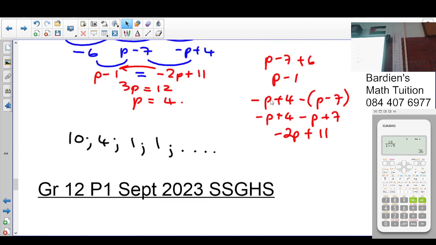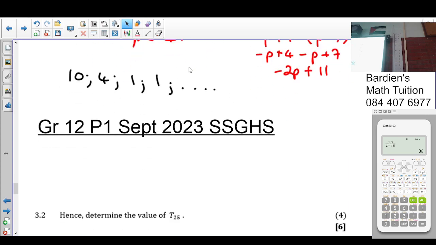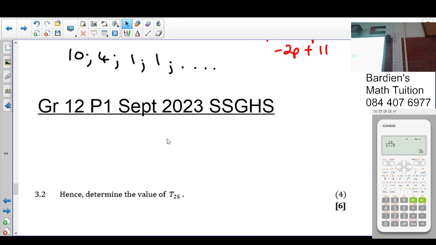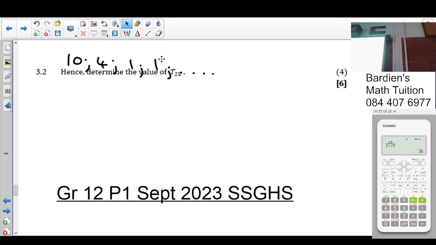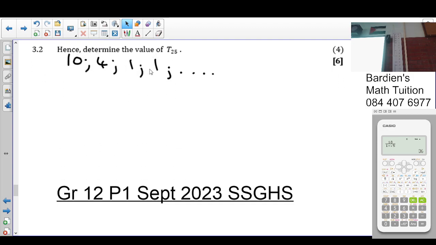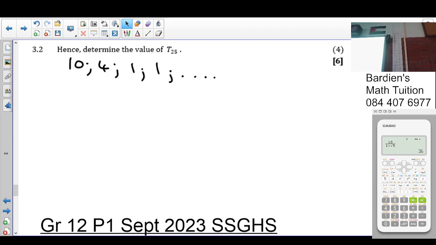It was 2 marks: 1 mark for setting it equal to each other and solving, and then 1 mark for your first difference. The answer was given already, so we can't give you a mark for that. Then it says determine term 25. What we need to do first is get the general term.